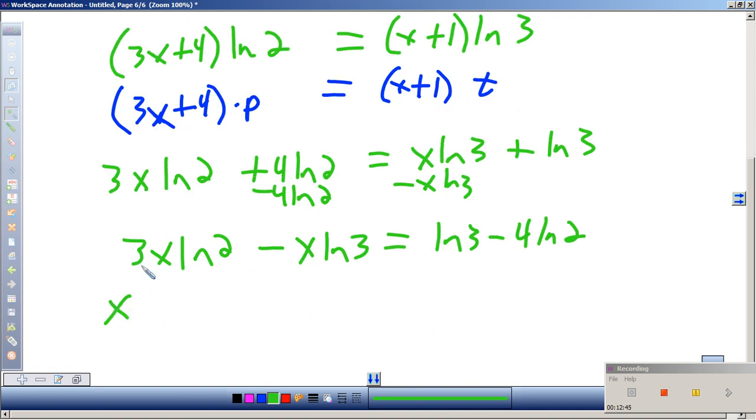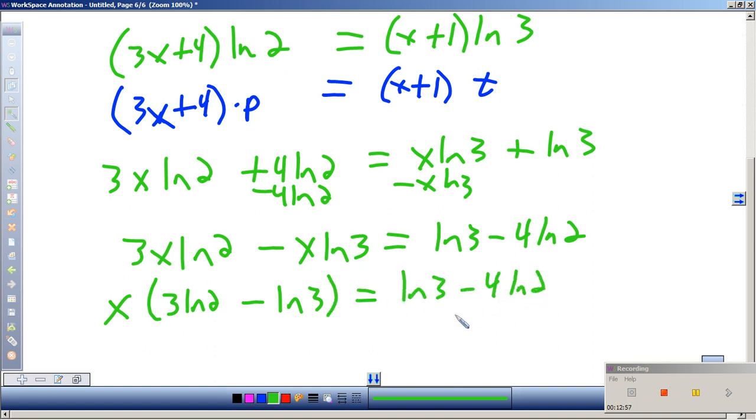So I'm going to factor x out of this first one. x times 3 ln2 minus ln3 is equal to ln3 minus 4 ln2. So now what do I want to do to get x by itself? Divide by 3 ln2 minus ln3. Yeah.